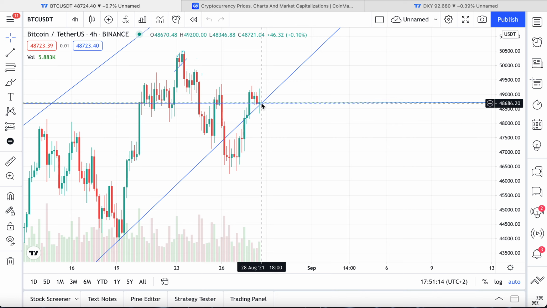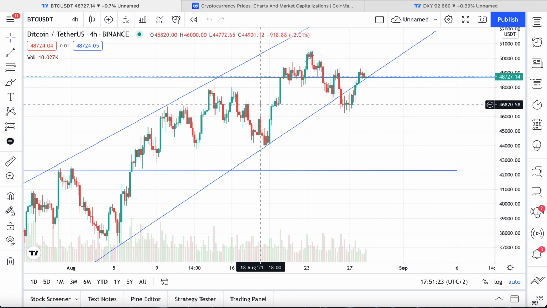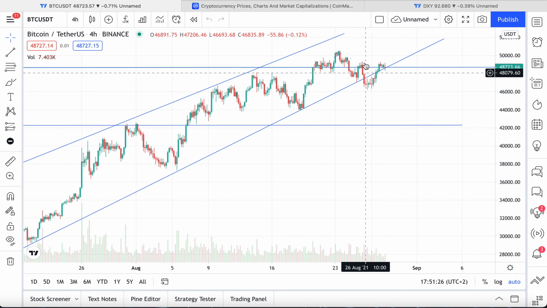So the bears and bulls are pushing so hard, and we'll see what's going to happen. Nothing is clear yet. We have to look. Nothing is for sure, but of course this is a very nice pattern to trade.